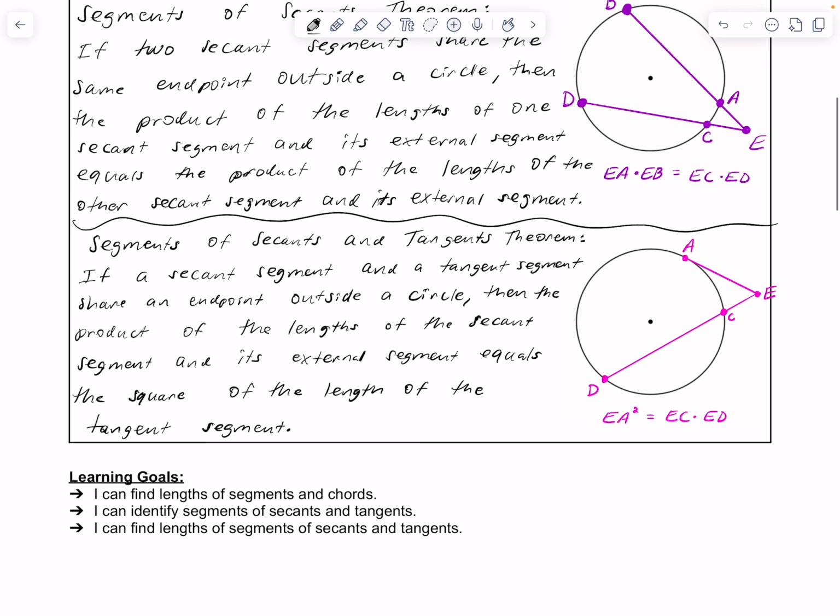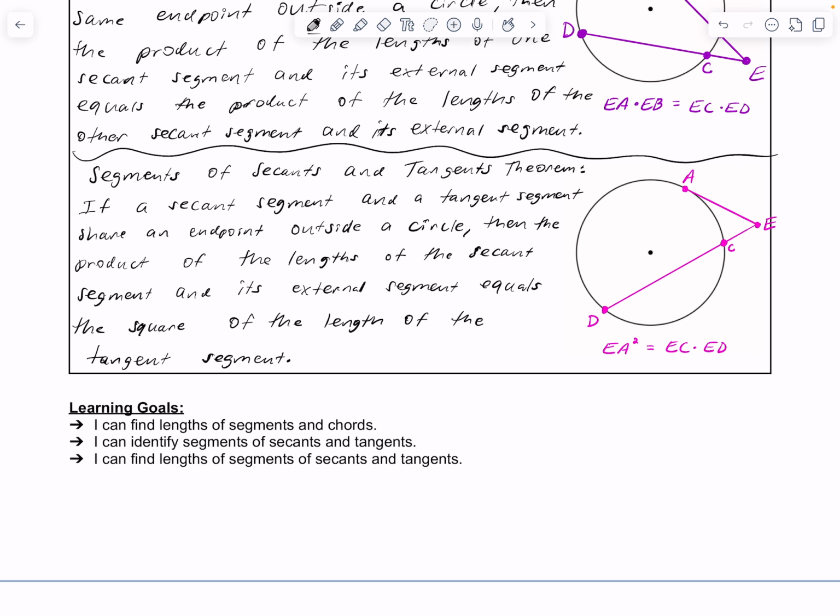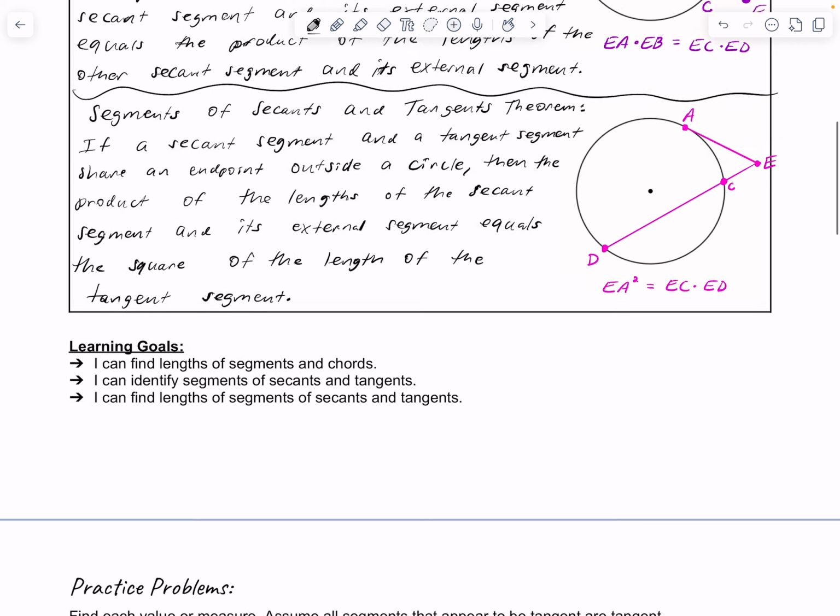And finally, the segments of secants and tangents theorem. So we have 1 secant, 1 tangent, very similar to the one above it. But I have EC times ED, so that small external segment times the entire segment is equal to that tangent EA squared, so it times itself. All right, so let's use these in 6 questions.